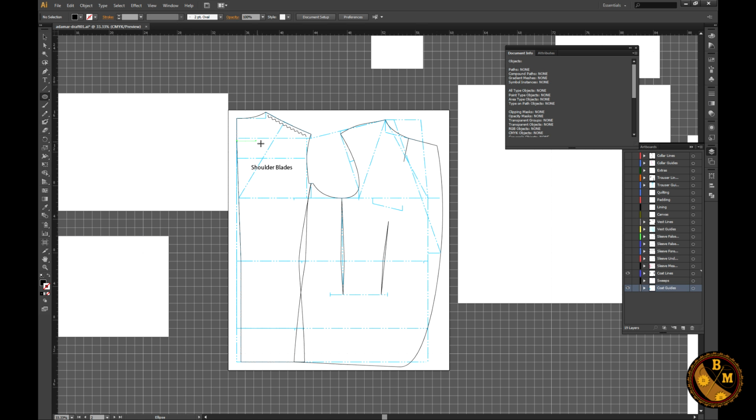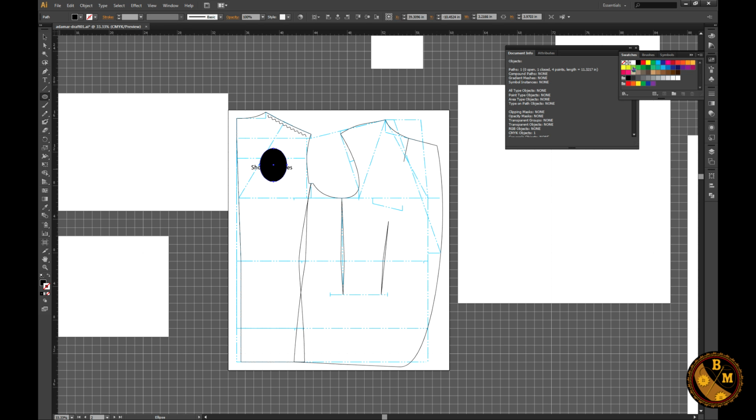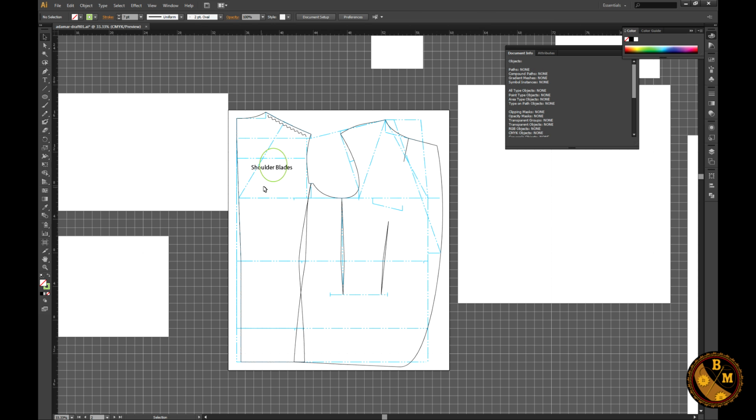Whoa. Okay, hold on. I'm going to make it green. Okay, I'm going to make it thicker so you can see the lines. Okay. This green area there, that's where the prominence of the shoulder blades is, because you've got to get over that little bump. Down here, this is the prominence of the chest.